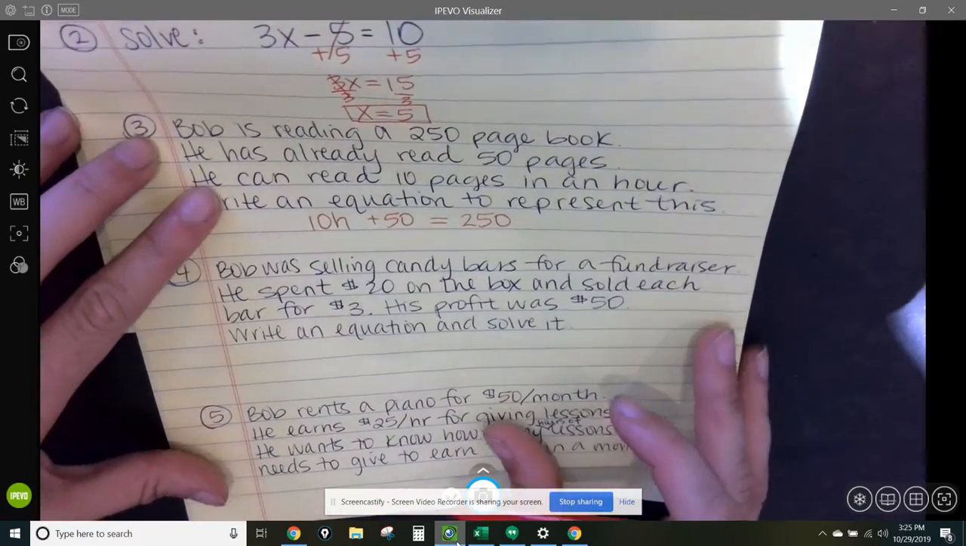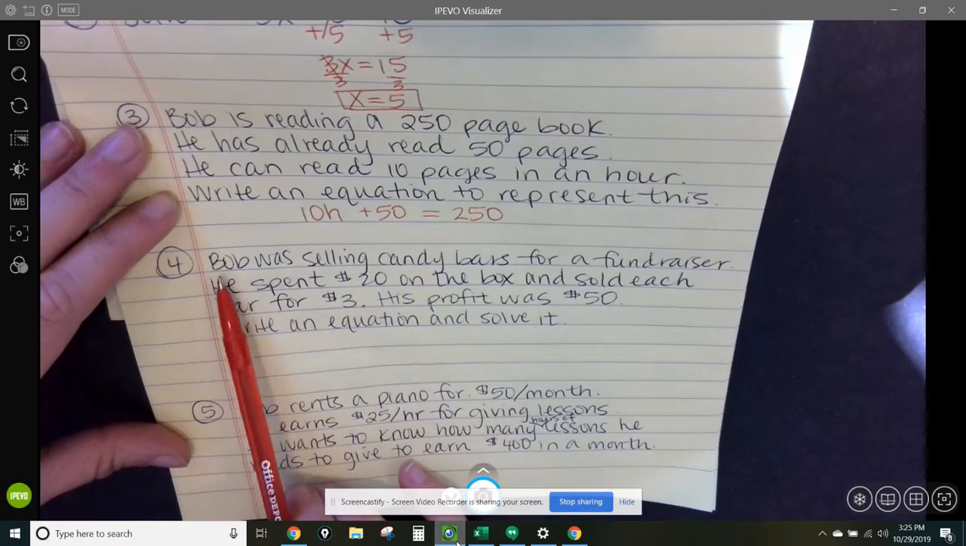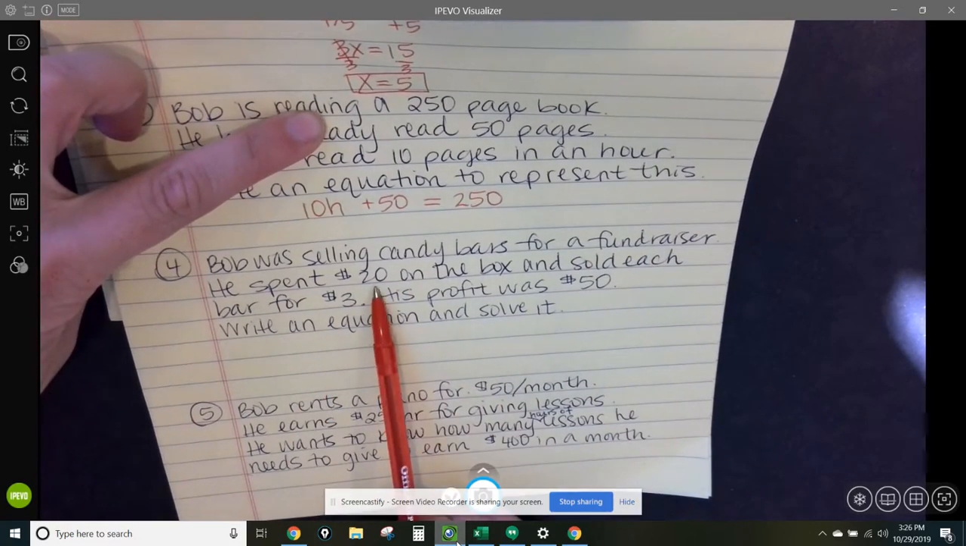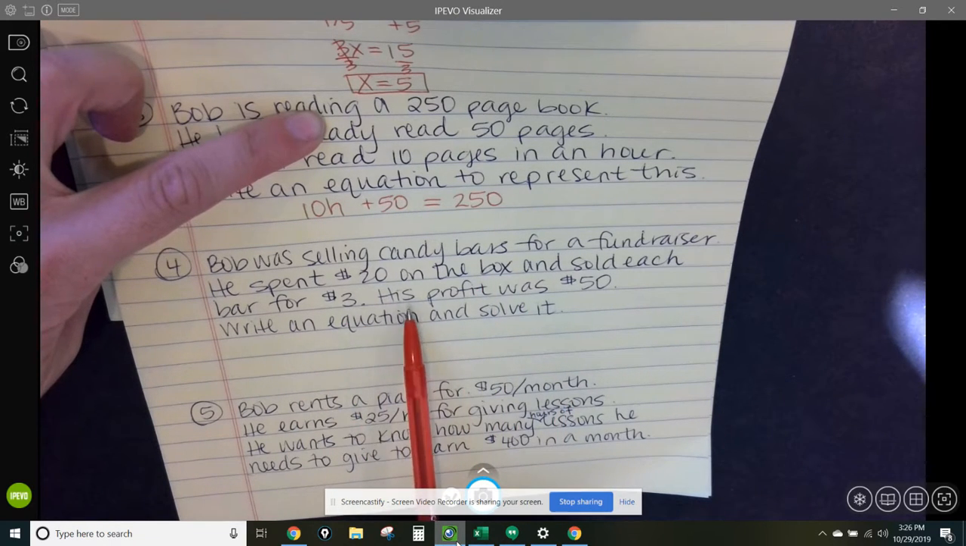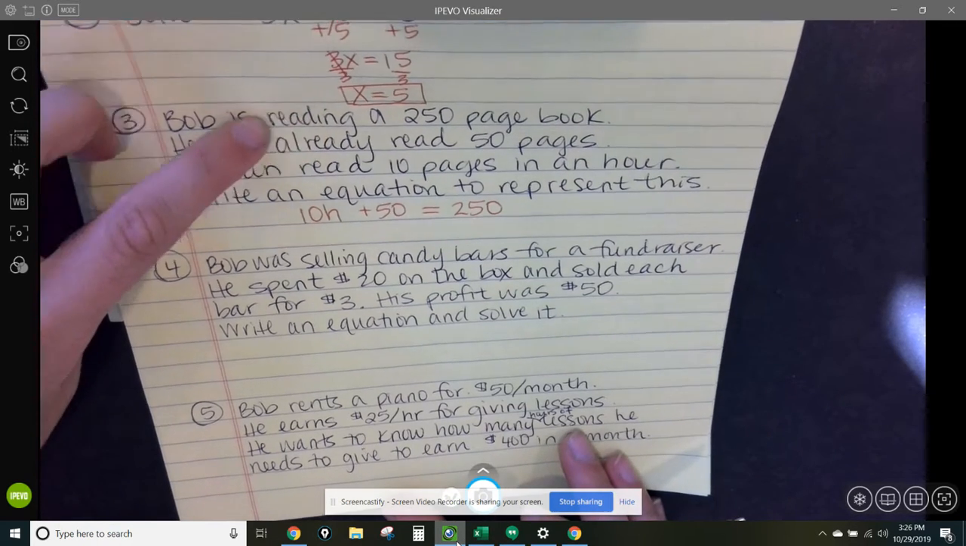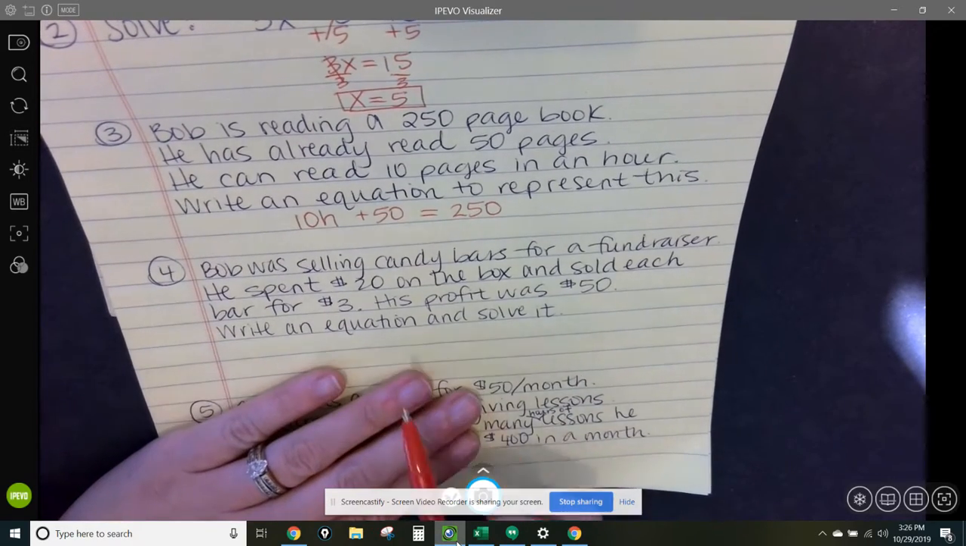And I just used Bob every single problem on this one because it was an easy name to think of. Bob was selling candy bars for a fundraiser. He spent $20 on the box and sold each bar for $3. His profit was $50. Write an equation and solve it. Okay, so we know he spent $20 on the box, and he sold each bar for $3, and his profit was $50. So I didn't write down all the details of this problem, obviously.